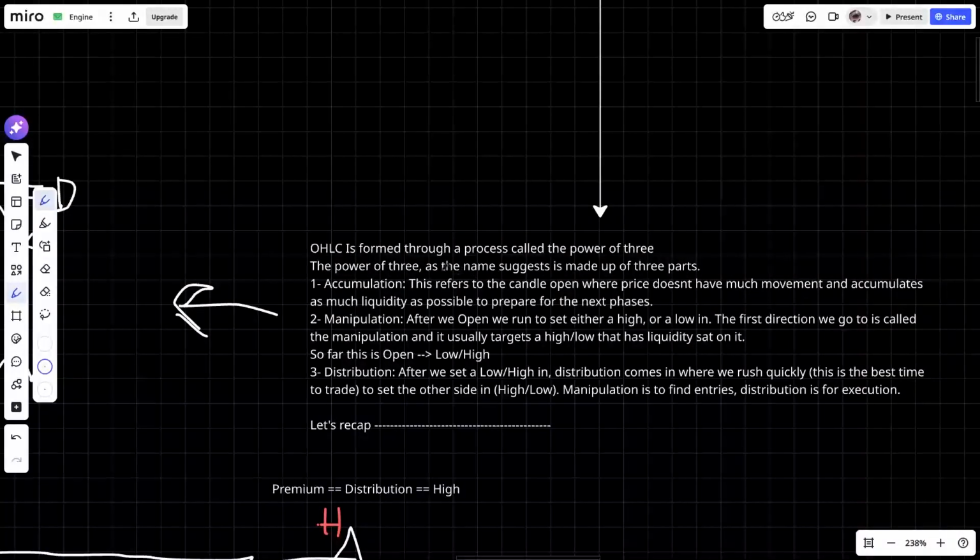OHLC is formed through a process called the power tree. The power tree, as the name suggests, is made up of 3 parts. Step 1, accumulation. This refers to the candle open where price doesn't have much movement and accumulates as much liquidity as possible to prepare for the next phases.